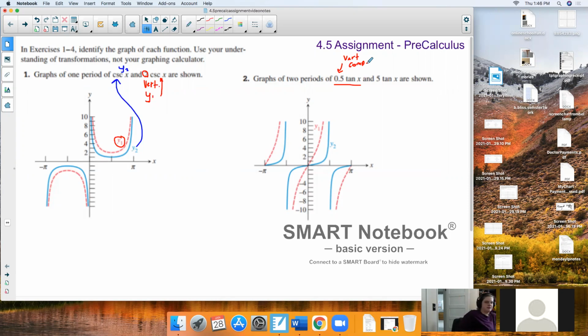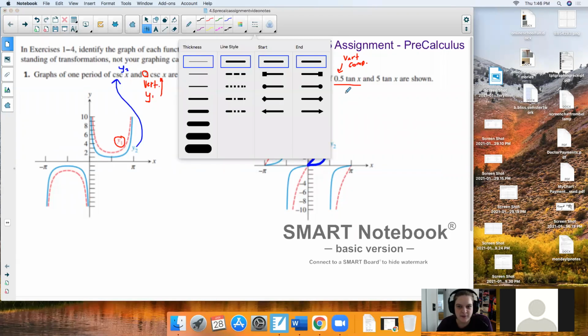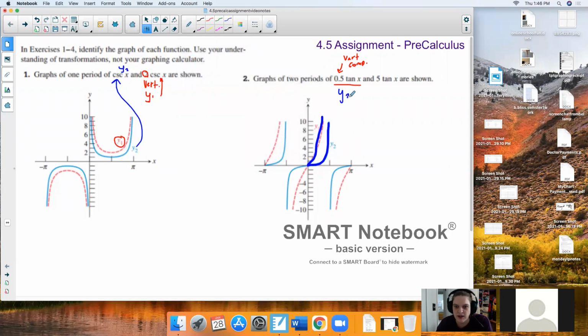Okay, so moving on. Vertical compression of 0.5 or horizontally stretching. Ooh, definitely this blue one here looks actually a lot more like it is stretching out, because potentially this would be happening here, but this is a lot wider. So in that case, we're going to have y2 as the vertical compressed one and then y1 as 5 tangent. So this is vertically stretched. And so that's going to be y2, or sorry, y1.